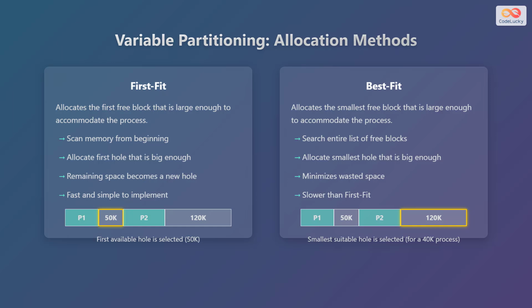Secondly, we have best fit, which allocates the smallest free block that is large enough to accommodate the process. This method searches the entire list of free blocks and allocates the smallest hole that is big enough. While this minimizes wasted space, it is slower than first fit. In the example diagrams, you can see how each method selects different memory segments based on the process size.